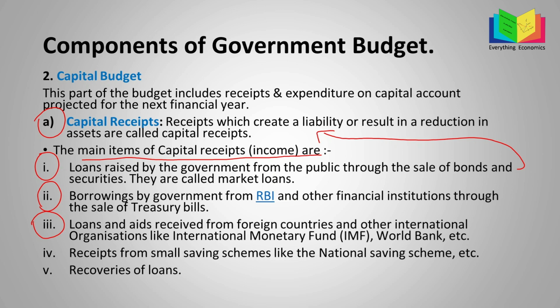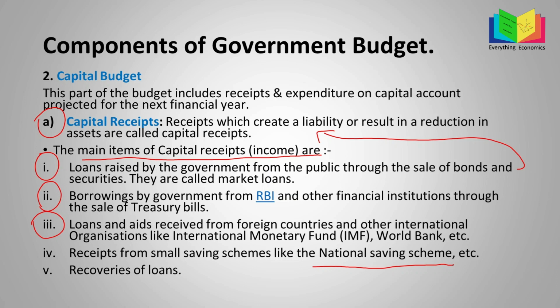The fourth is receipts from small savings schemes like the National Savings Scheme. Sometimes the government also has different schemes, and those schemes could be aimed at getting money for different purposes, for example generating revenue for creating a dam or some other things. When the government receives money from those national savings schemes, that's also part of capital receipts, because the government has to pay that money back as well, but it also gets some money.